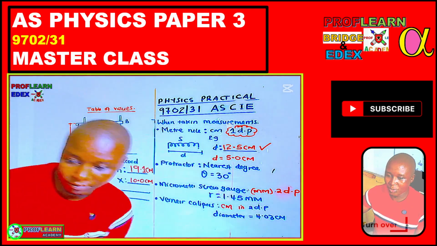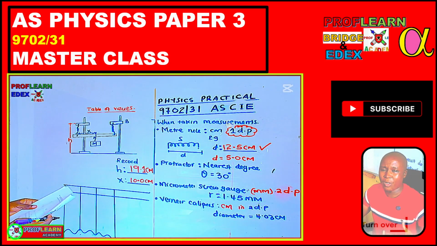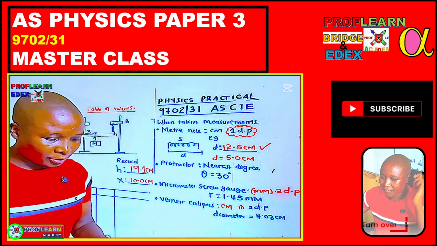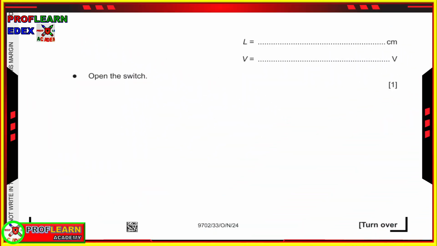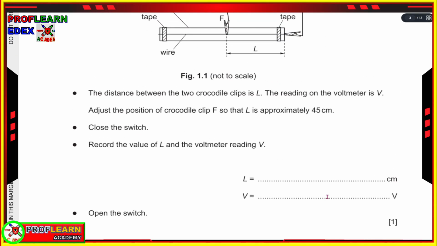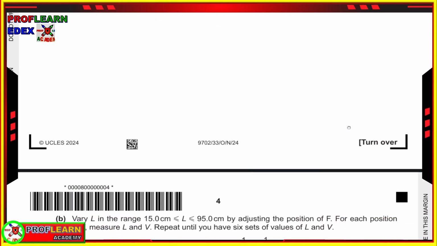Now I want us to move straight and see, when it comes to a table, how do you fill in the table, and how many data values do you really look at. I want to go straight to the paper so that we can see how the instruction is usually given in the paper. That is the first section.